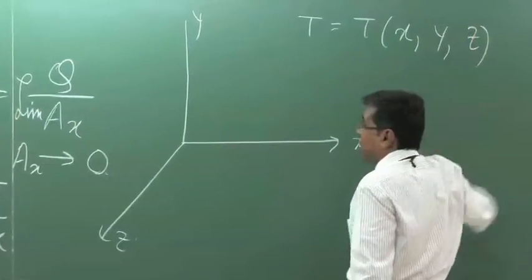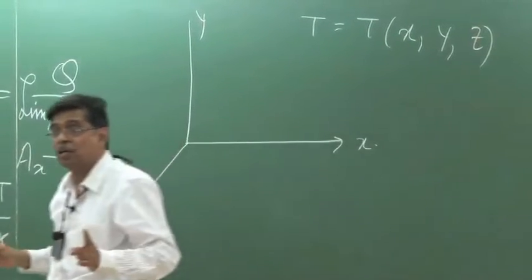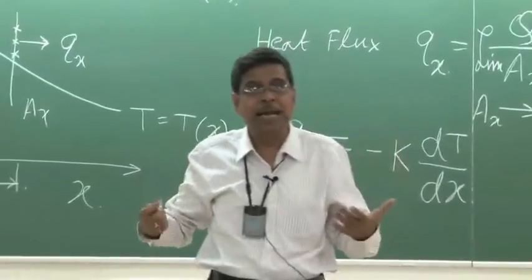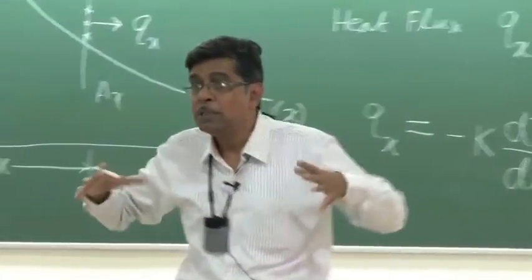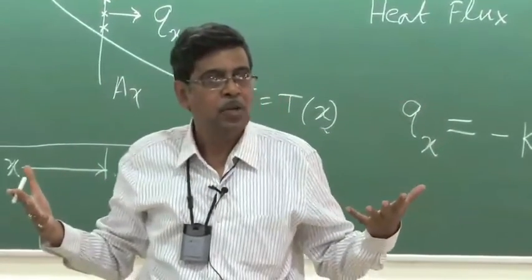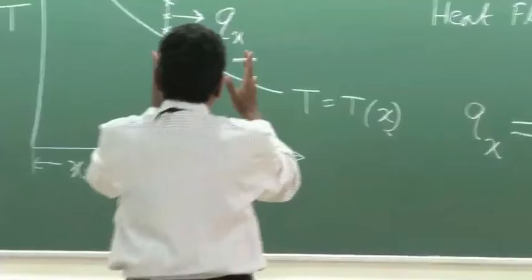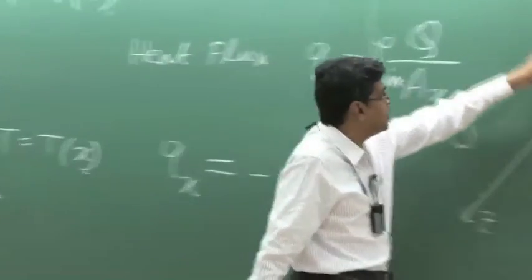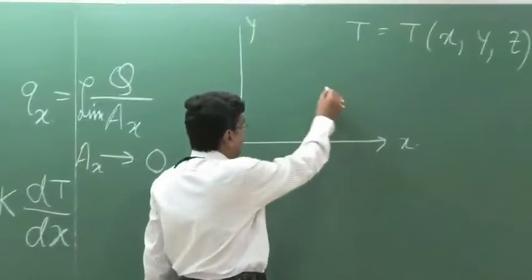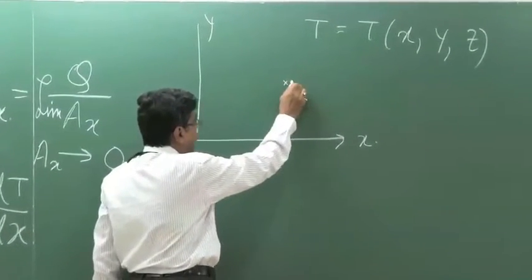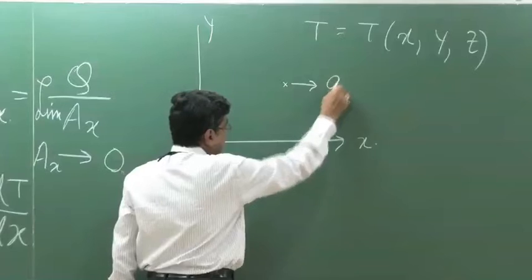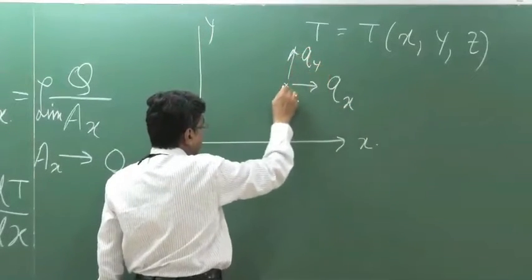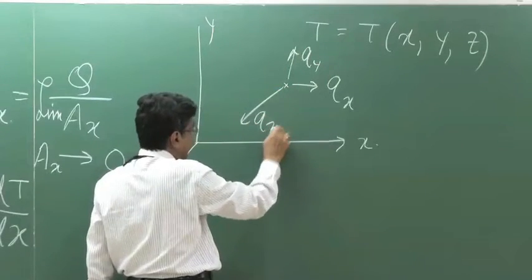All these things that I am telling today are at a particular instant. So time also will come as an independent variable, so it may change with time. Now we are thinking of spatial variation of temperature, so at any instant, we just concentrate on that instant. So temperature may be a function of all the three space coordinates. Then in that case, at any point there will be a heat flux in this direction, a heat flux in this direction, and a heat flux in this direction.